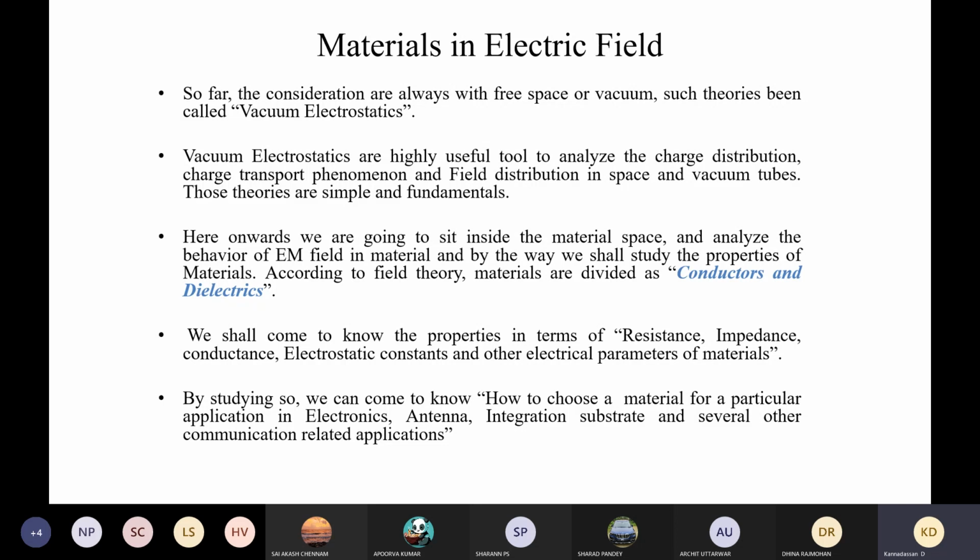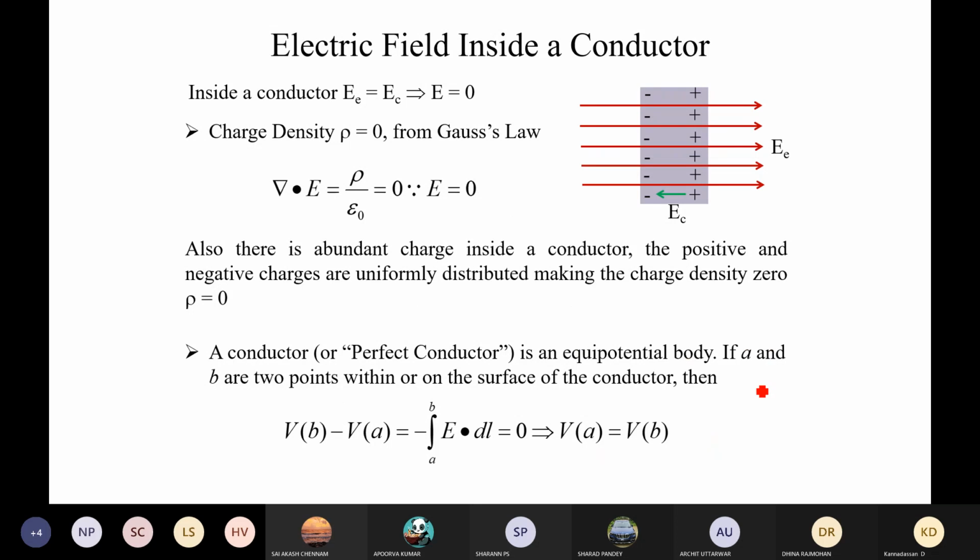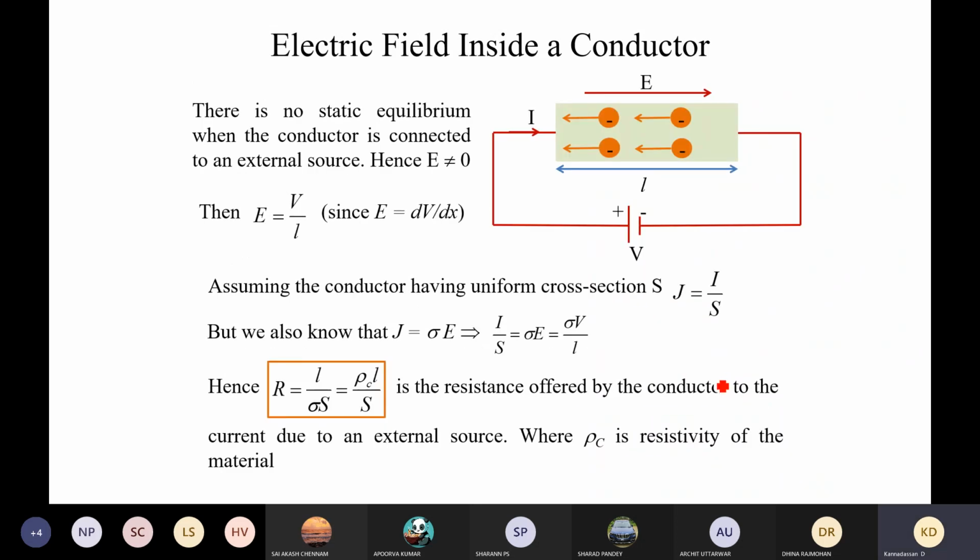After that, we studied how electric and magnetic fields behave in materials, particularly the electric field. It gives two important behaviors for conductor and dielectric material. For conductor, we have a new phenomenon called conductivity, and this conductivity is also applicable to dielectric material as well. Inside the conductor and outside the conductor, we already discussed all these things.